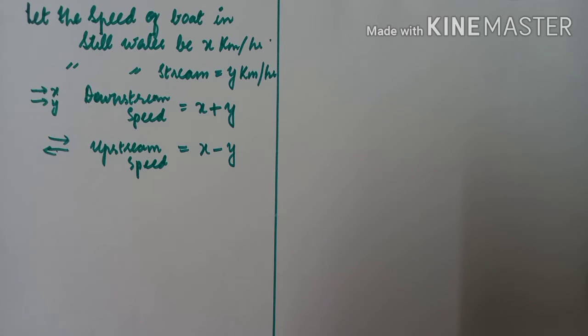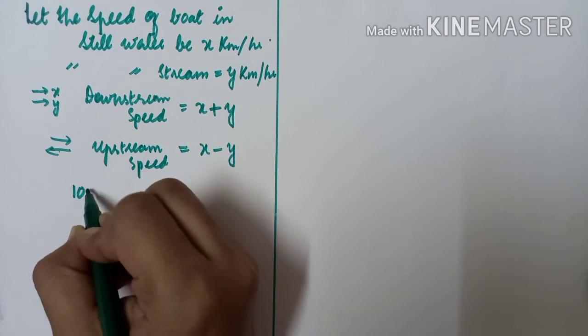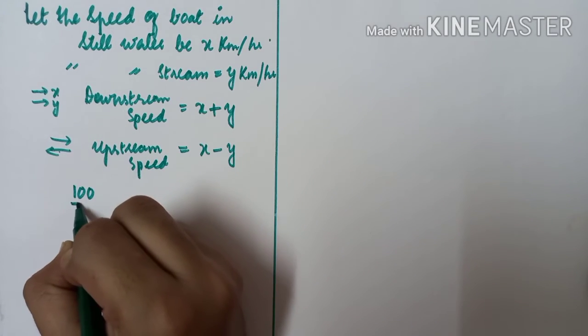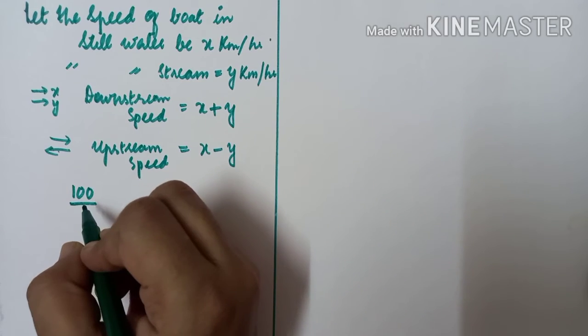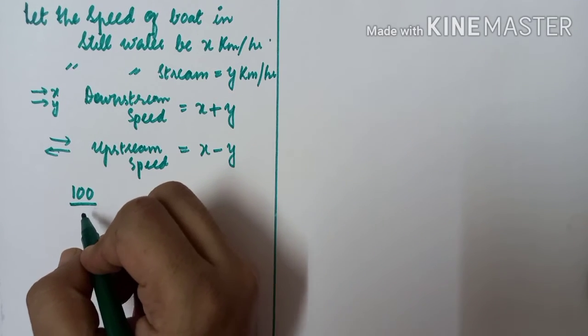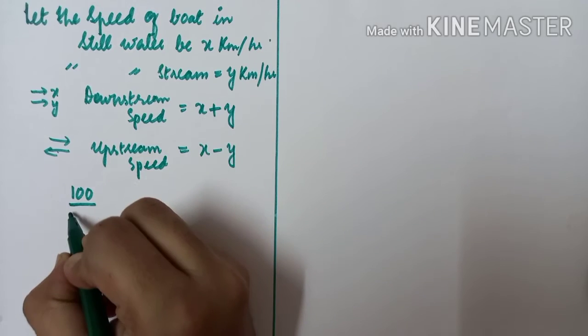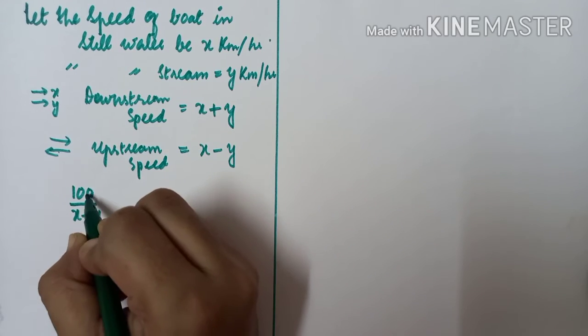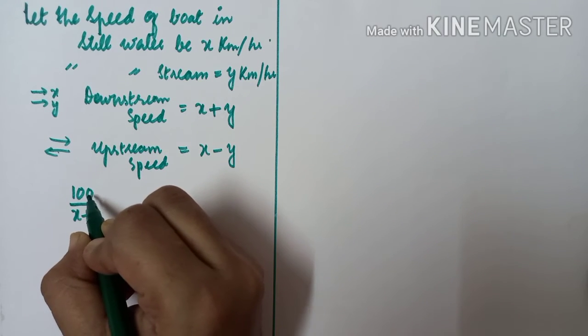Now what is given in the question? A motorboat takes 6 hours to cover 100 kilometer downstream and 30 kilometer upstream. So over here, it is covering a distance of 100 kilometer when it is going downstream. So downstream speed is x plus y. What is this we are taking? 100 is nothing but the distance.